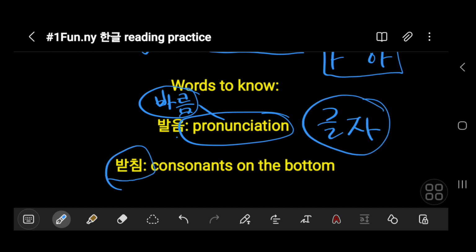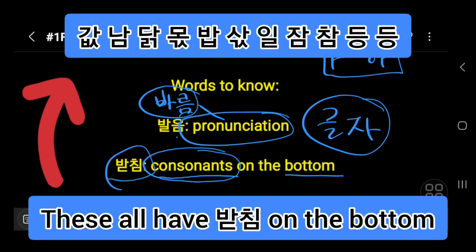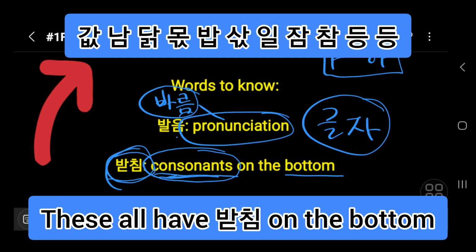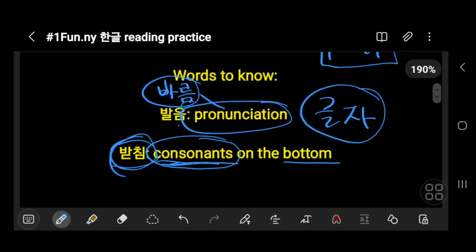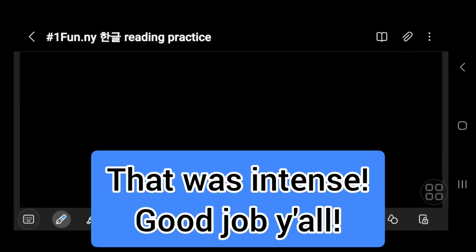And 받침, we already talked about that. Those are the consonants on the bottom. So that's a key thing to know. You will never have a vowel sound on the bottom of a Korean syllable. So only consonants, but those guys are called 받침 on the bottom. So yeah, that's been pretty intense.